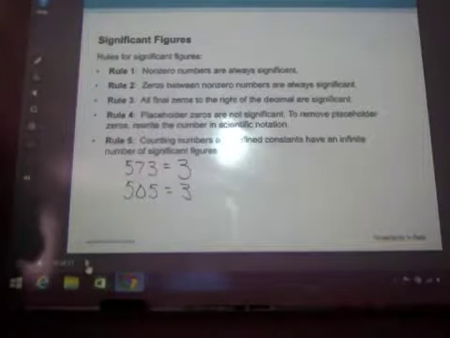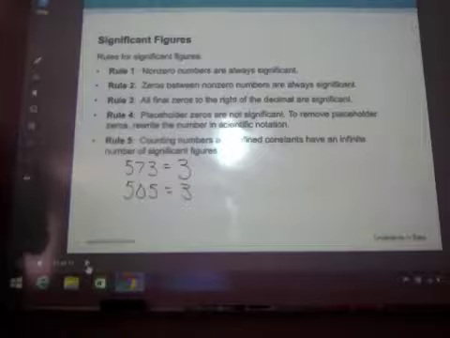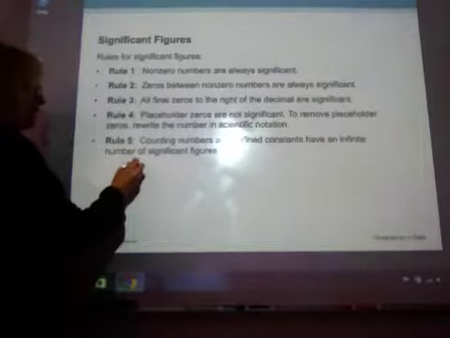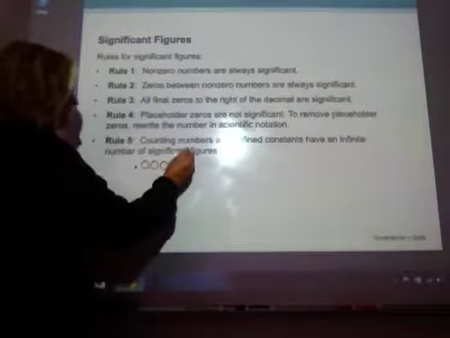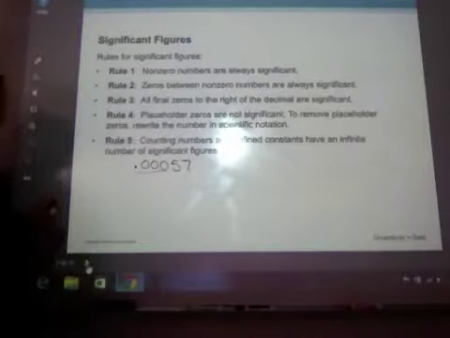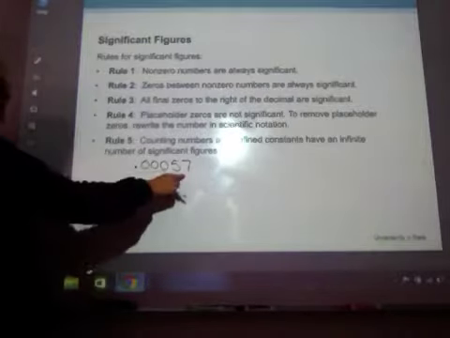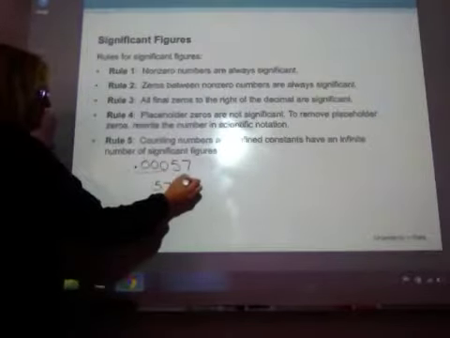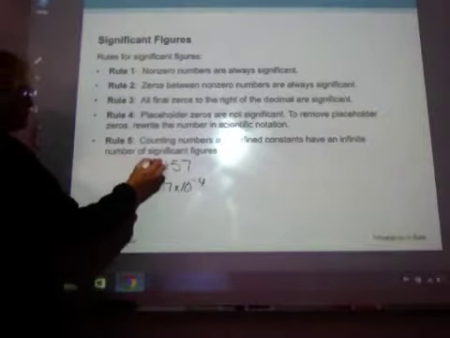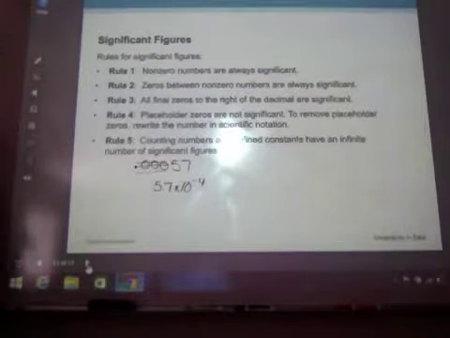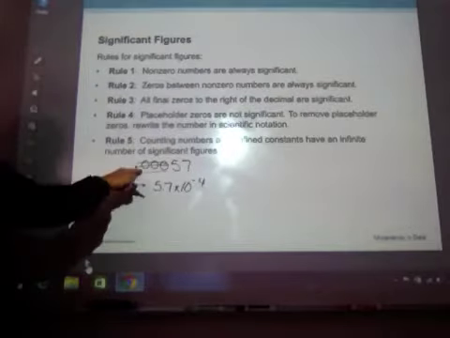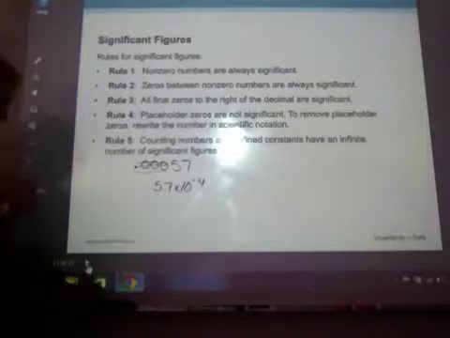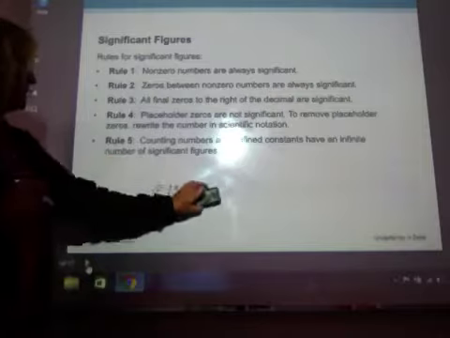Basically, I'm looking for zeros. And there's only 2 times that zeros do not count. If I have 0.00057, these zeros are placeholders. If I were to write this in scientific notation, I would start with 5.7, and I'd have 10 to the negative 4th. Those zeros do not count as significant digits. This number would only have 2 significant digits. So placeholders do not count.